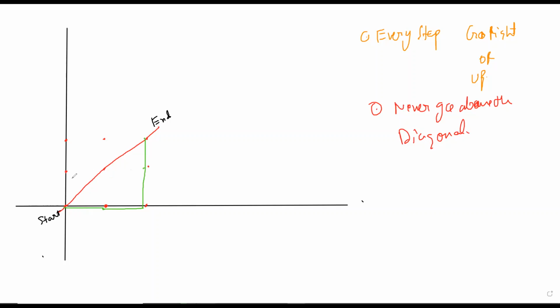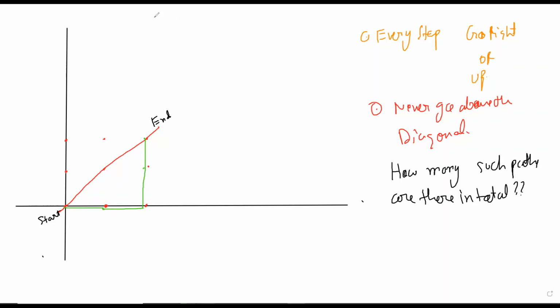Raghav, you see, this is one example. What I want to know is how many such paths are there in total? Adityan, this is a slightly different question. So let's see. How many such paths are there?